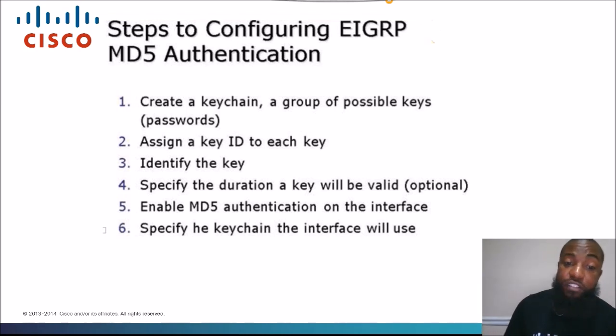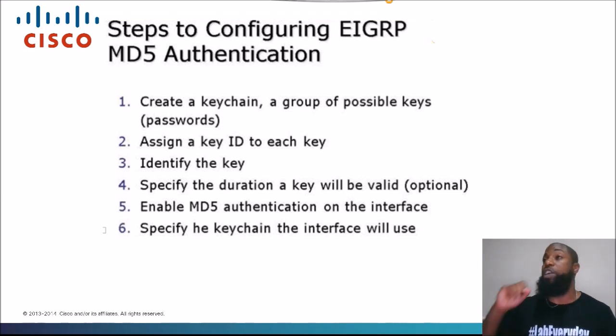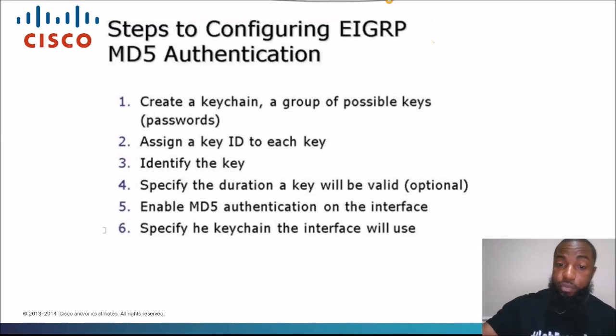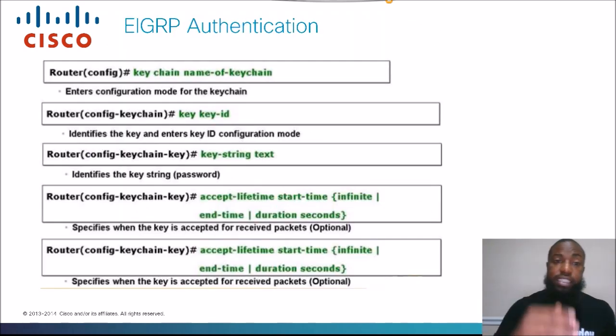You can enable MD5 authentication on the interface, which you definitely want to do, so that it's not in clear text and anybody can see the username and password. Then you specify the key chain on the interface it will use. So if you're connected to a specific device, you want to put that key chain on the interface that you're connected to that device. And these are the steps.